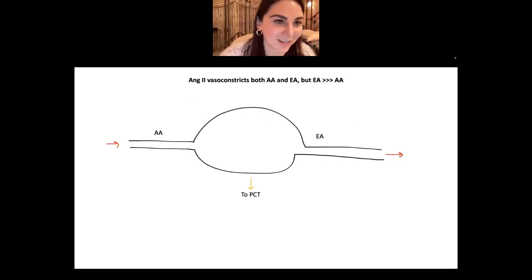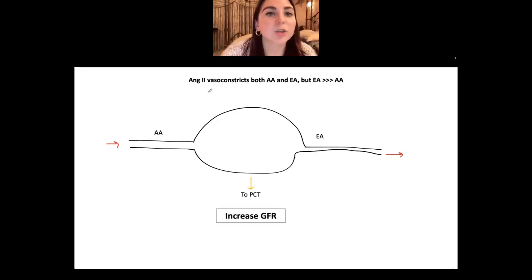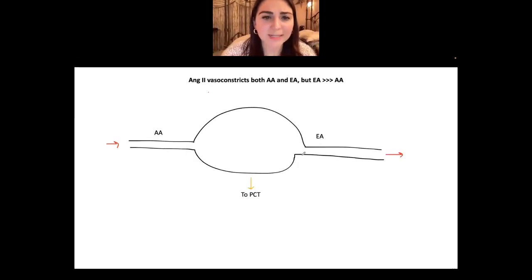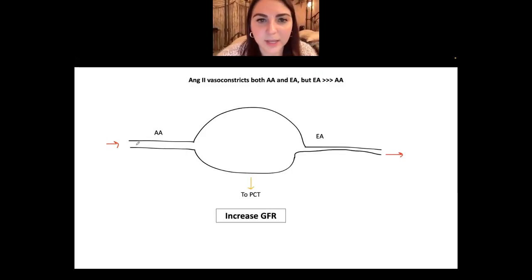So here's my very quick drawing of your afferent arteriole, your glomerulus, your efferent arteriole, your PCT. Just doing this really quick, but angiotensin 2. Remember, angiotensin 2 does cause vasoconstriction of both the afferent arteriole as well as the efferent arteriole, but its effects on the efferent arteriole are a lot more than the afferent. I just didn't have enough time to draw it, but you might see slight vasoconstriction of the afferent, and lots and lots of vasoconstriction of the efferent.